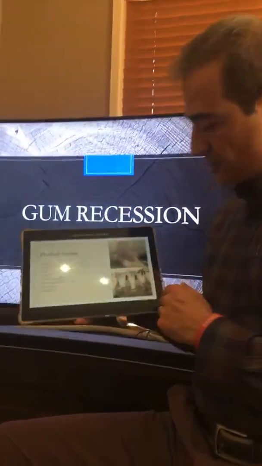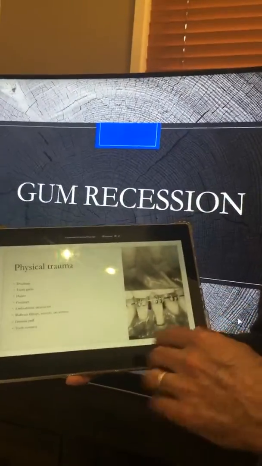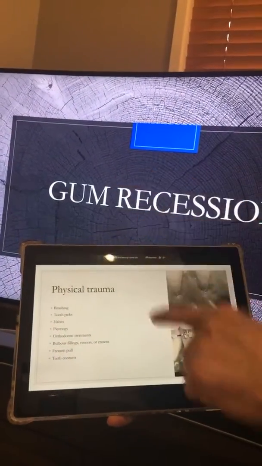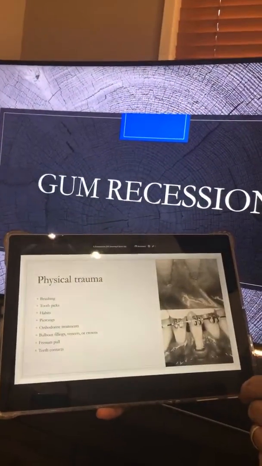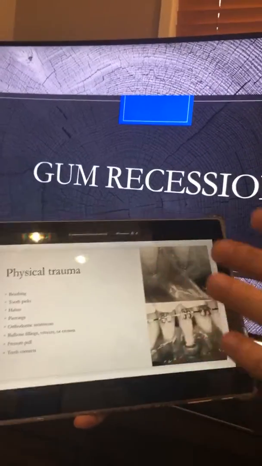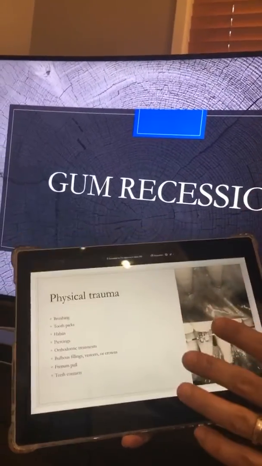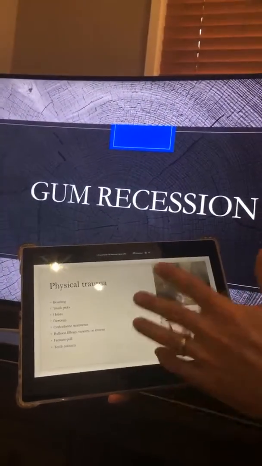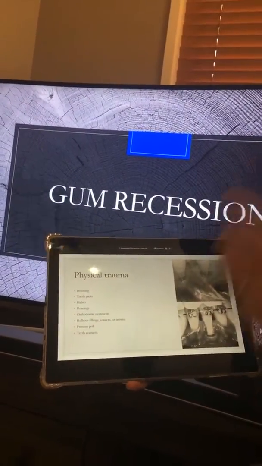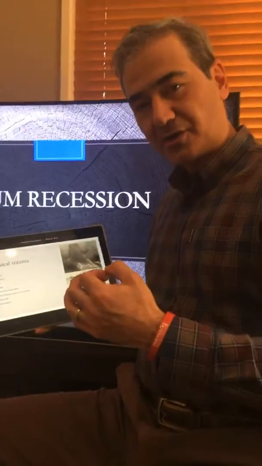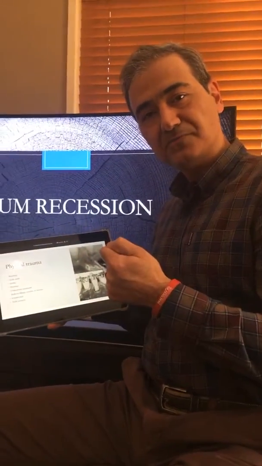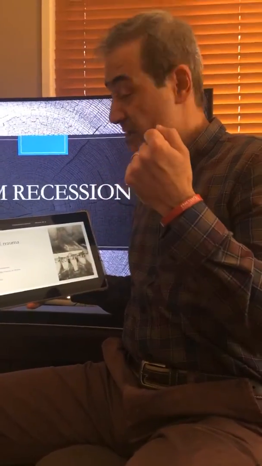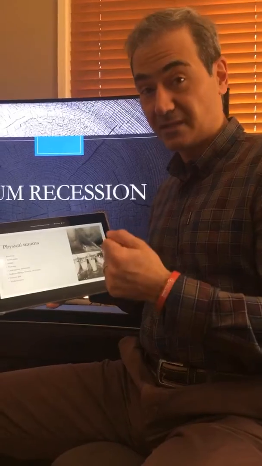So physical trauma. There are many factors that could cause gum to recede. The first one and the most common is brushing. You need to make sure you do the brushing efficiently, but at the same time without any trauma to the gum. How? We need to make sure if we're using a manual toothbrush, the toothbrush is quite soft. We're not going to use medium or hard toothbrushes anymore.